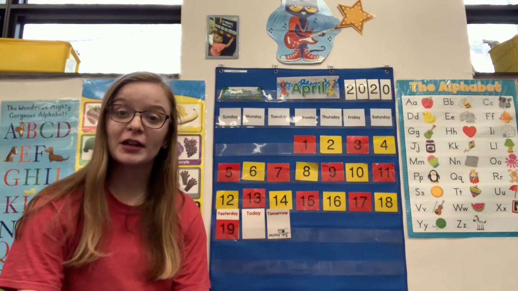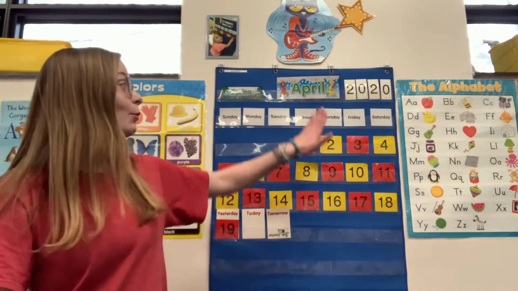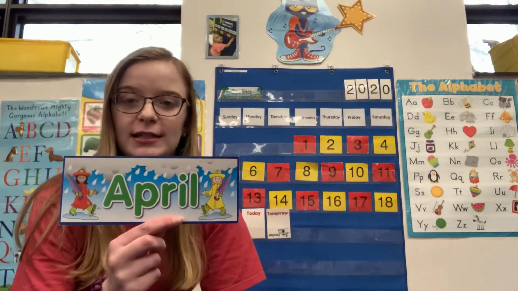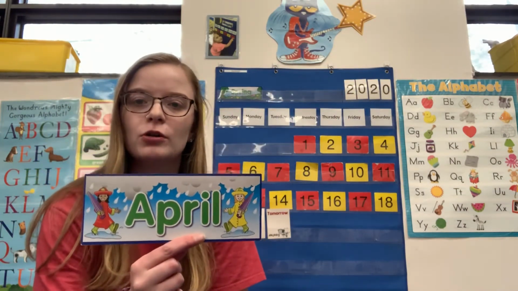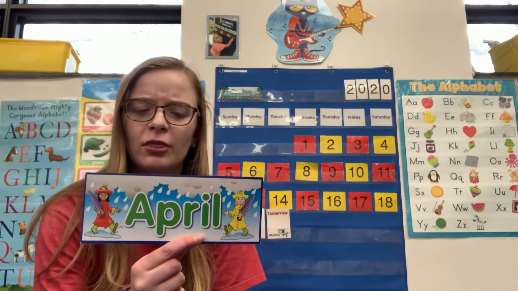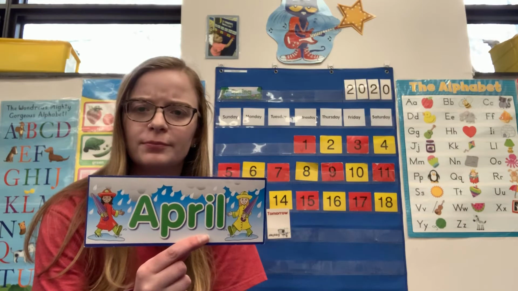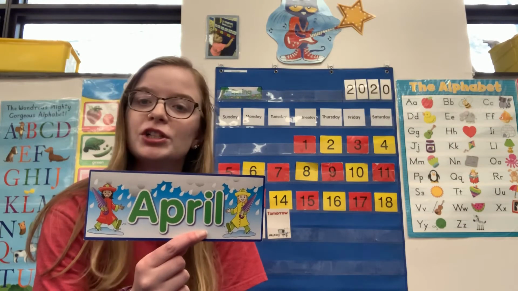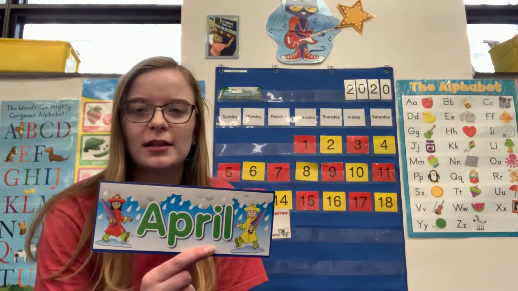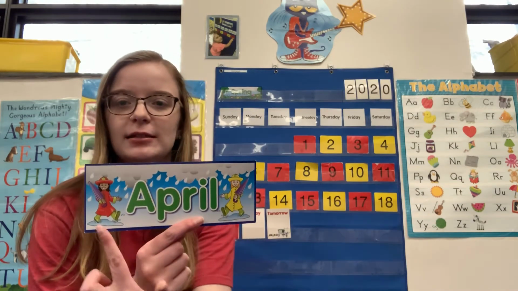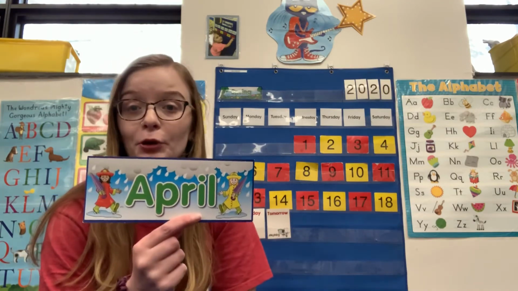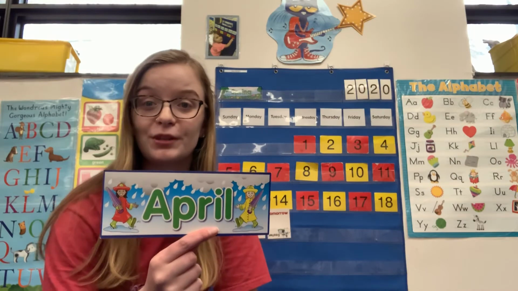All right, let's start with our calendar. The first thing we do on our calendar is our month. What month are we in? We see some friends wearing their raincoats and their umbrellas, and I see some clouds with some rain. Which month do we see lots of rain? It's not March, it's April. This month is April. In April, it's a little bit of a rainy month. That's why we see some friends with raincoats and umbrellas and some clouds with some rain. April, say April. Good job.